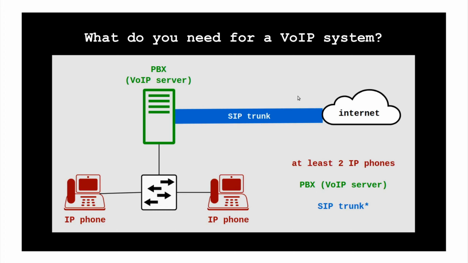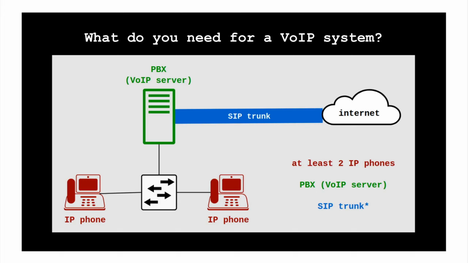So, what do you need for a VoIP system? You need at least two IP phones, or two devices. You need a VoIP server, better known as a PBX, and a SIP trunk. So, what the PBX does is that it provides the voice over IP service through our devices. Without it, then you can't make a call to someone using the internet.